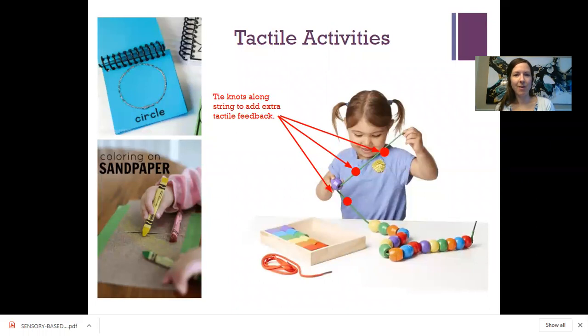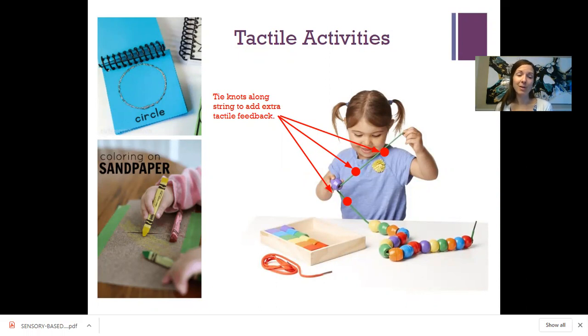These are some tactile activities that give a little extra feedback. So if kids aren't quite registering that tactile input well, here are some things you can do. This little girl's stringing beads, and one of the strategies that would help her tactile system register that better would be to tie little knots down the string, so that as she's stringing the beads, she can feel the bump, bump, bump, bump, bump of those knots.